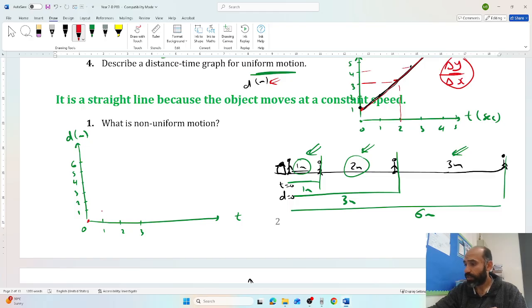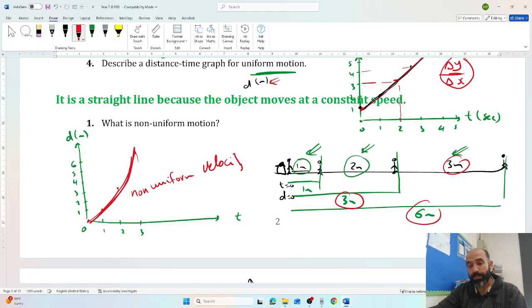So as you can see, the first ordered pair is 0 and 0. The second one is 1 and 1. The third one is 2 and 3. And finally, it is 3 and 6, right? Can you see it is not a straight line anymore? It is a curved line. So this means that this object is moving with non-uniform speed or velocity. And this object is speeding up. Why is it speeding up? Because in the same period of time, it covered a larger or longer distance.